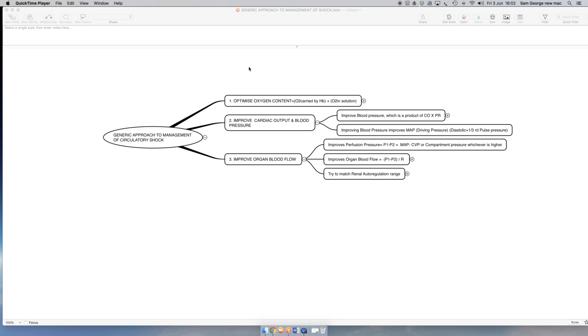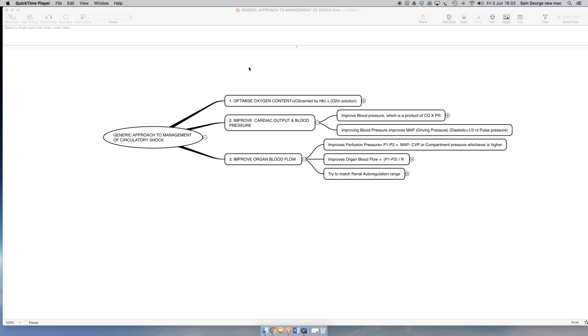Look, it's all about oxygen being delivered to the tissues and the organs to prevent failure of these organs. Circulatory shock is all about hypoperfusion due to lack of oxygen delivery, leading to accumulation of metabolites like lactate. And so the principles are optimizing oxygen content, improving cardiac output and blood pressure, and improving organ blood flow. Okay? So how do you improve the oxygen content?